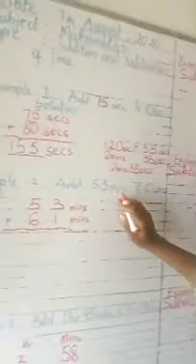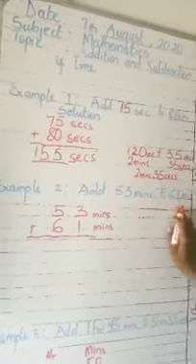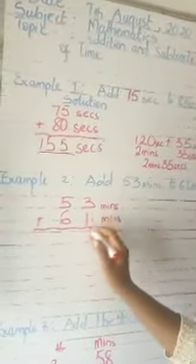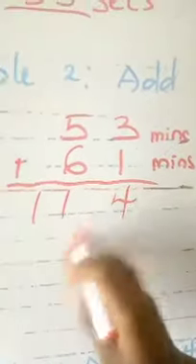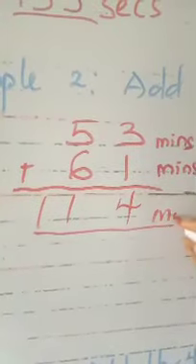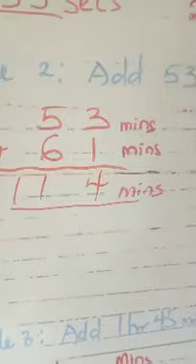Now here, add 53 minutes to 61 minutes. We're going to add as usual. Now we have 3 plus 1 to give us 4. 5 plus 6 to give us what? 11. Now I have 11 what? 114 minutes. Pardon. 100 and what? 14 minutes. Okay, now how do I change it?